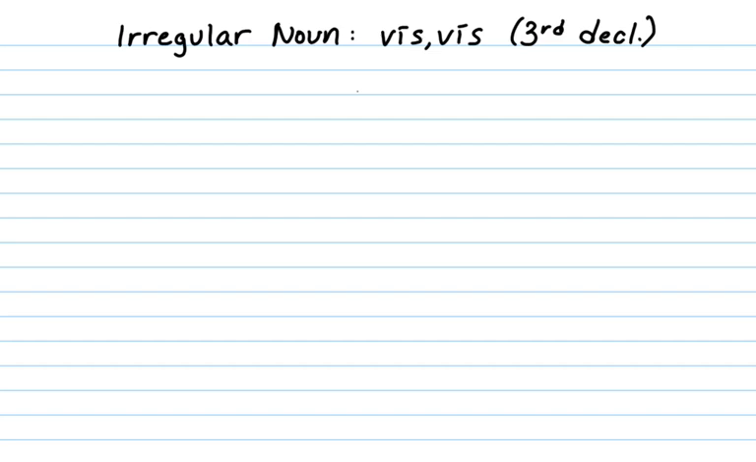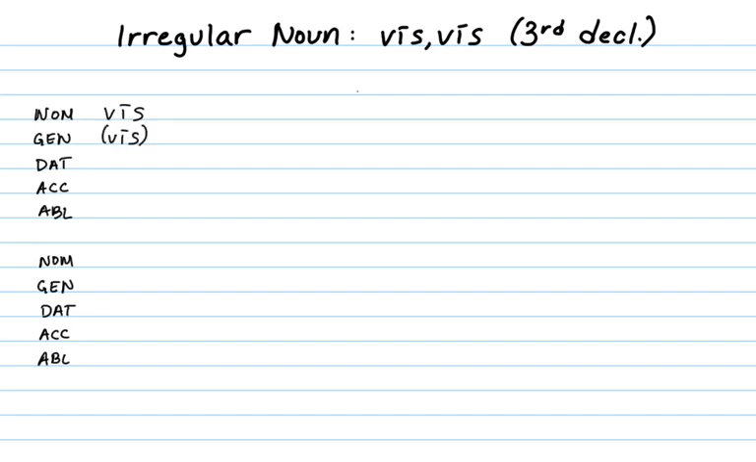There is an irregular noun that's a third declension, mostly i-stem. It's vis, vis. So vis is the nominative. Vis is also the genitive. It's in parentheses because it rarely occurs in actual Latin. This noun means force. The dative is vi, the accusative is vim, and the ablative is vi.